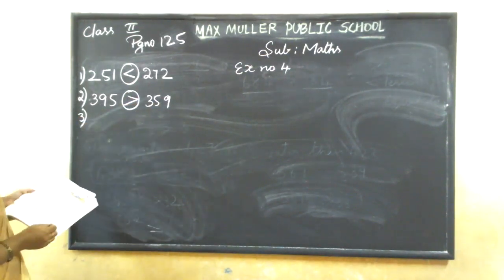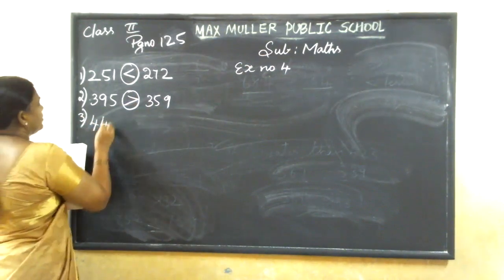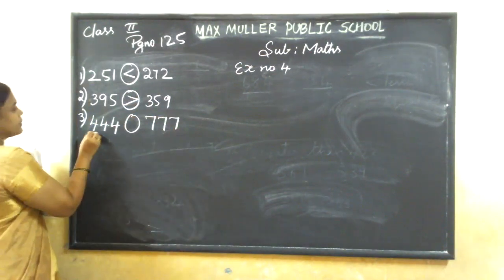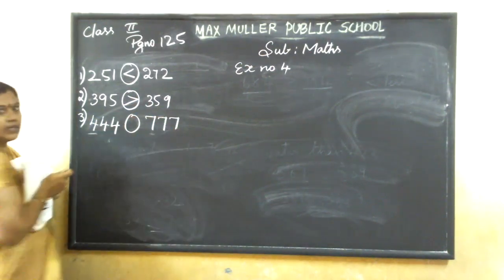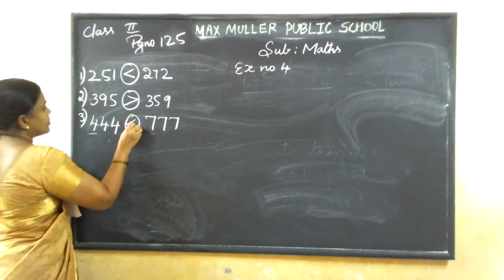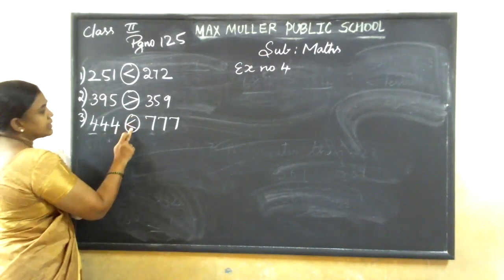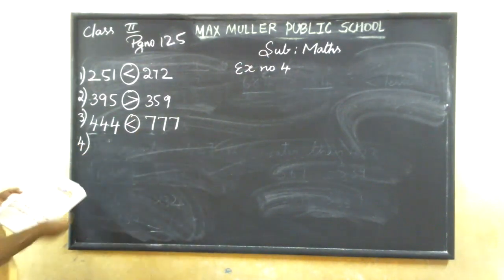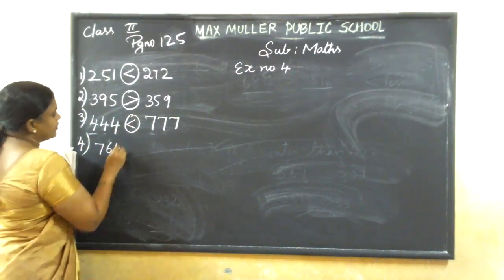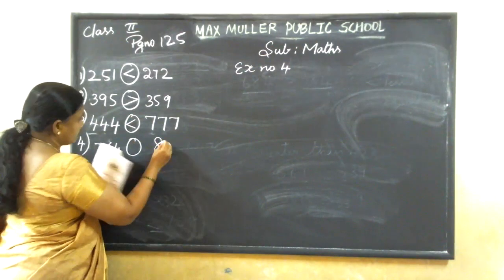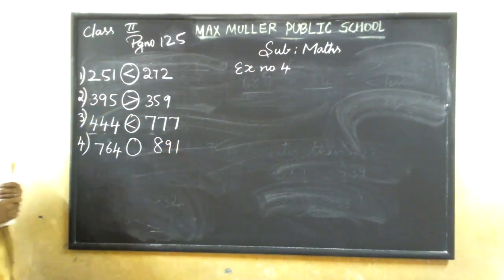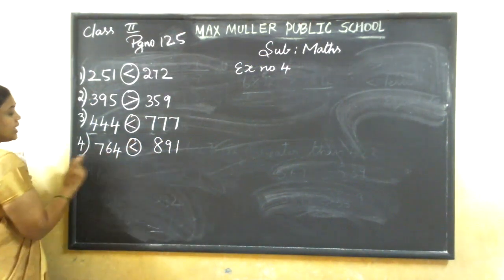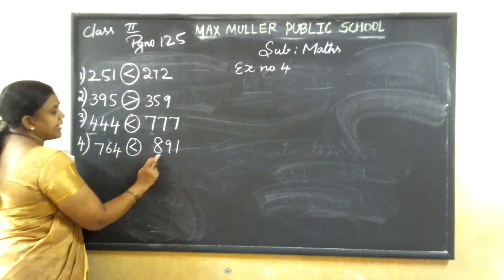Third one, 444 and 777. See the hundreds place, here 4, here 7. Which one is greater? 7 is greater. So 444 is lesser than 777. Here 764, here 891. Which one is greater here? See the hundreds place, children. 8 is greater. So you will put the lesser sign here. 764 is less than 891.